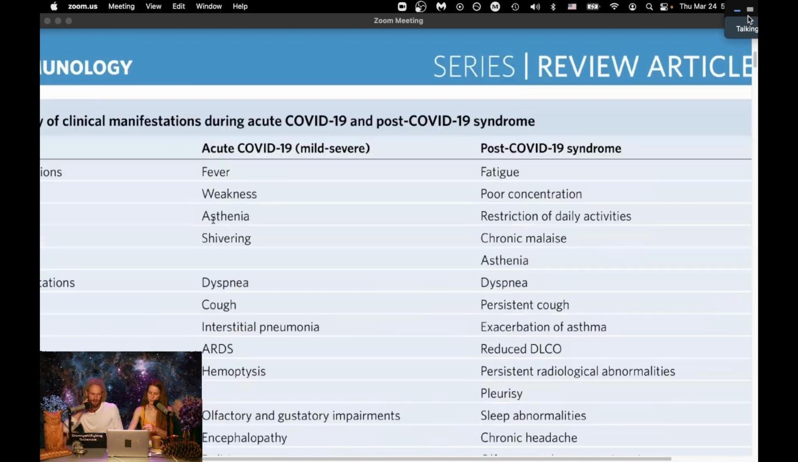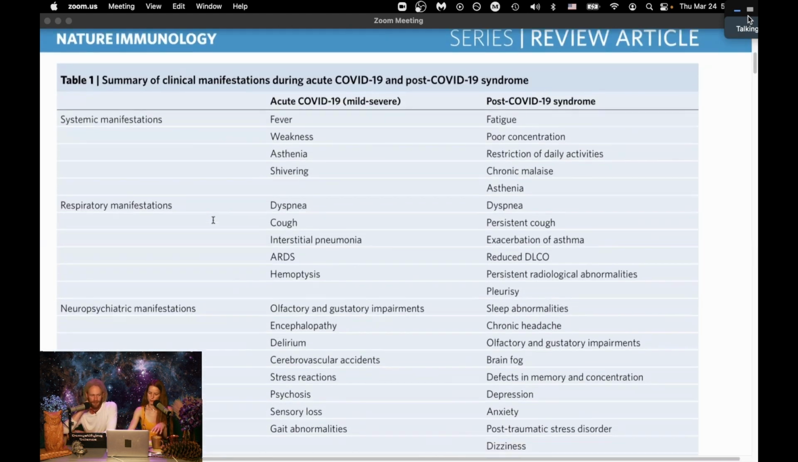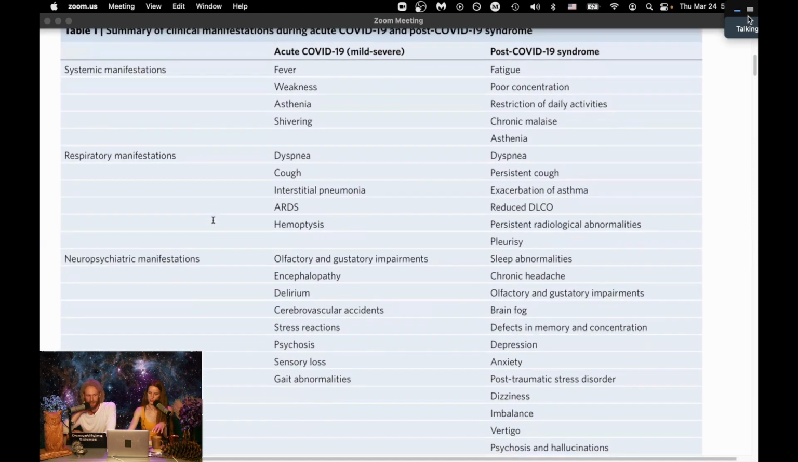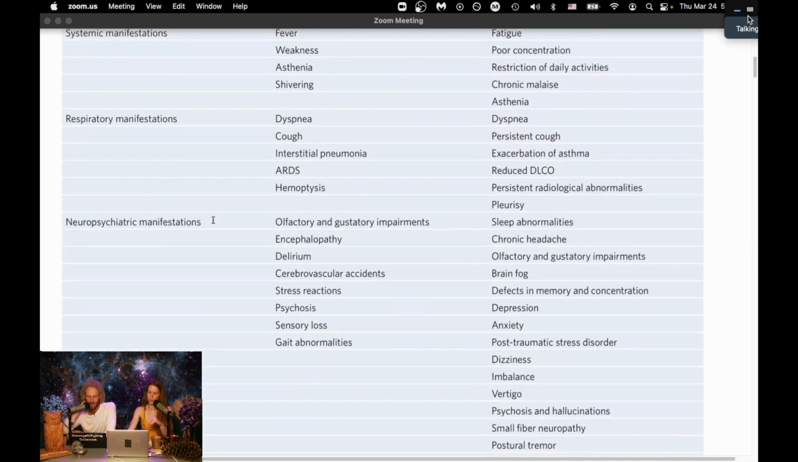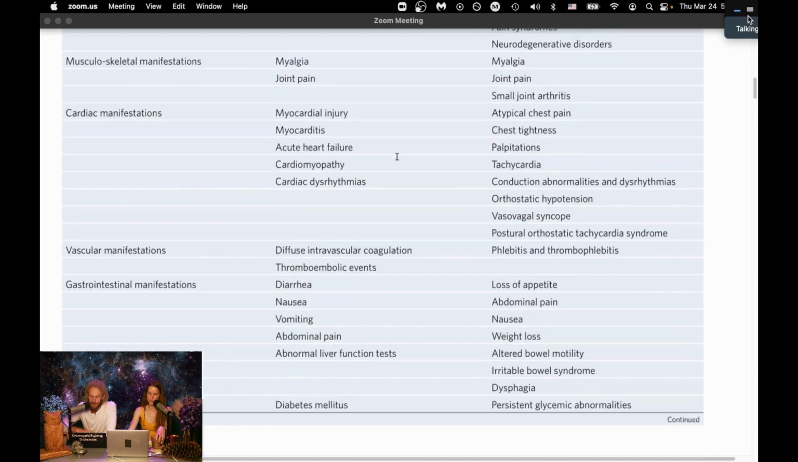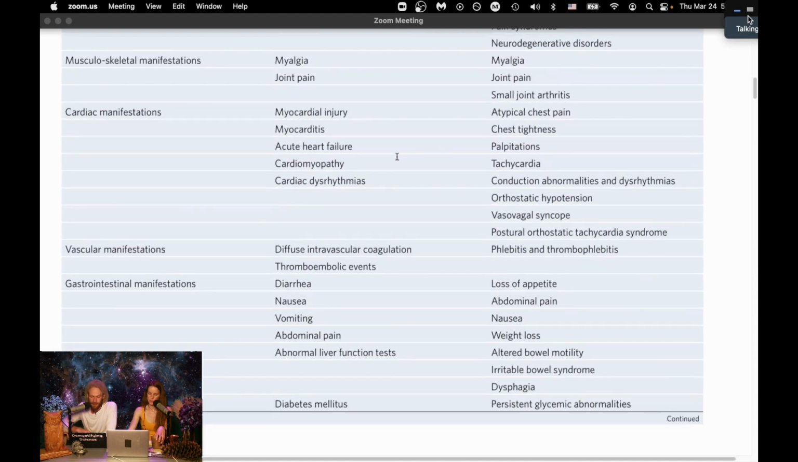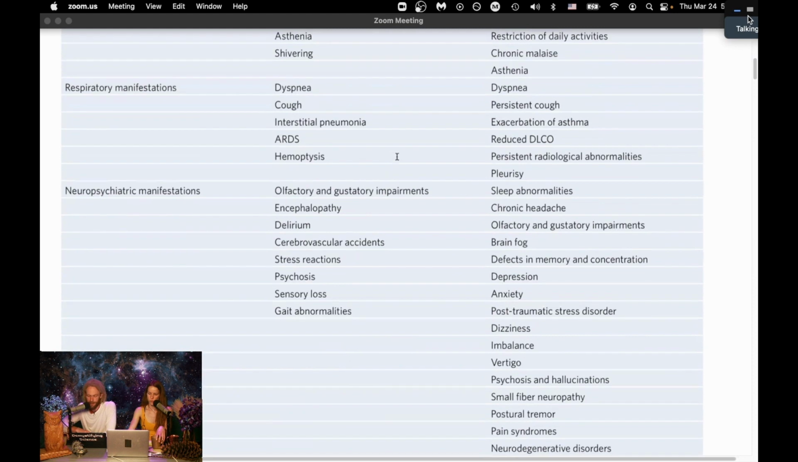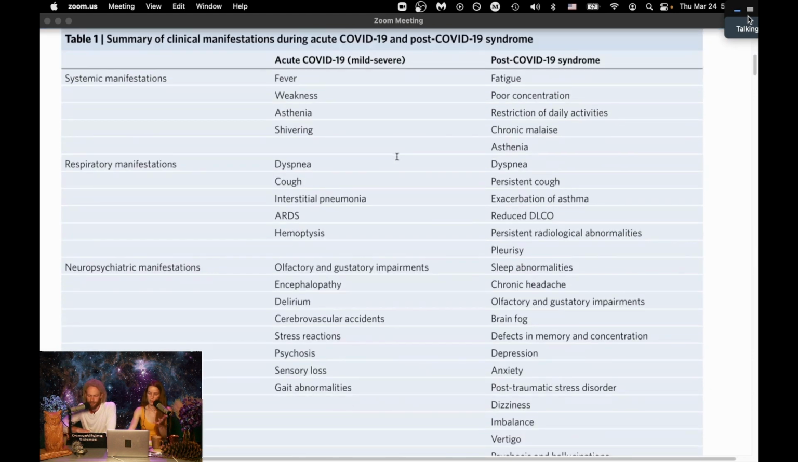So according to this table, systemic means diffuse symptoms like weakness and fever. The rest, what would you call them? Organ-based systems? Yeah, they should have said organ-based or something like that. So you have respiratory, neuropsychiatric, musculoskeletal, cardiac, vascular, GI, and endocrine. And that covers most of the bases in the body, which is quite fascinating. But you're talking about tissue level damage, I think, is the hypothesis. And you see some overlaps, right?